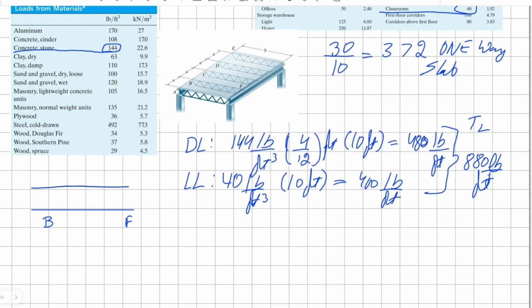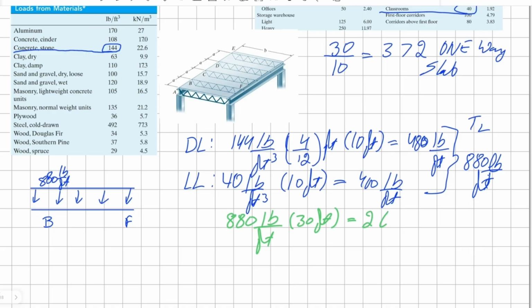Now we can draw our free body diagram of the joist BF. And we know that our uniform distributed load for this joist is 880 pounds per foot. And now we can find our point load, which is going to be 880 times the length of our joist, which is 30 feet. It comes up to 26,400. And this point load will be located in the center of this joist.